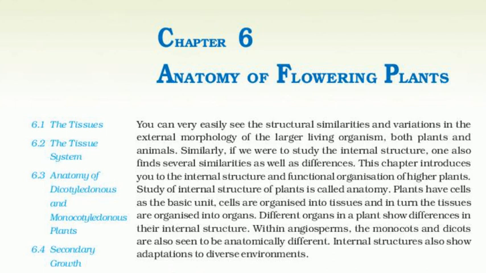6.3 Anatomy of dicotyledonous and monocotyledonous plants. For a better understanding of tissue organization of roots, stems and leaves, it is convenient to study the transverse sections of the mature zones of these organs. 6.3.1 Dicotyledonous root. Look at figure 6.6a. It shows the transverse section of the sunflower root. The internal tissue organization is as follows.